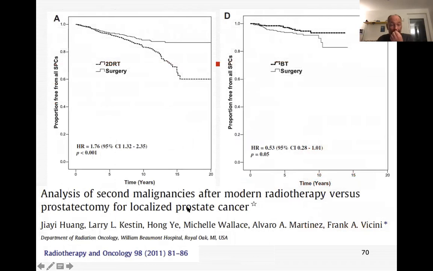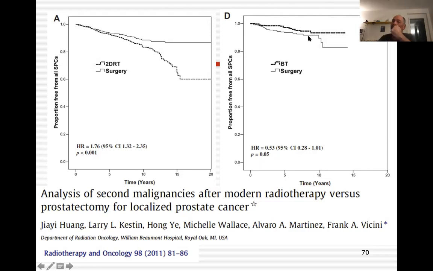And this is again an example of the analysis of second malignancies after modern radiotherapy versus prostatectomy for localized prostate cancer. In this study, these are patients treated, this is the proportion free from all second malignancies for surgery and for conformal radiotherapy. You see that those with conformal radiotherapy are much worse than those with surgery. But if you take brachytherapy, which you know is not teletherapy, so you don't go through the normal tissue, it is actually doing even better than surgery.